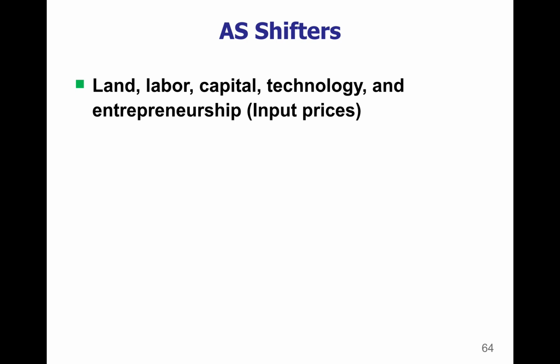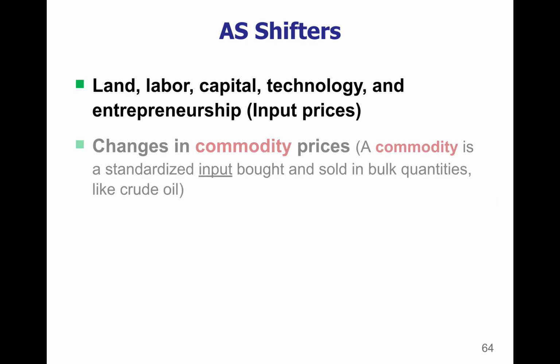supply. That includes land and all natural resources, labor, which means the amount of workers that you have or the nominal wages you're paying people. Capital, which is machinery, equipment, technology, and of course, entrepreneurship and idea generation. If these input prices are more expensive, supply goes down. And if they're cheaper, supply goes up. Remember, these 5 things are also referred to as factors of production.